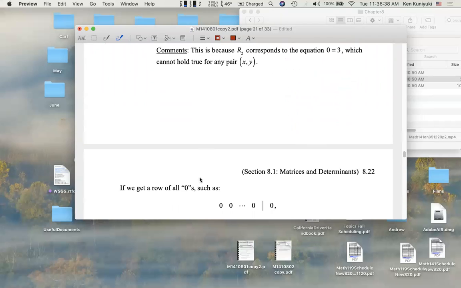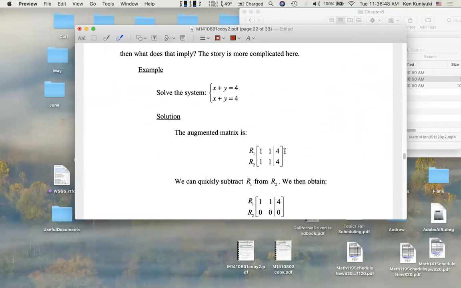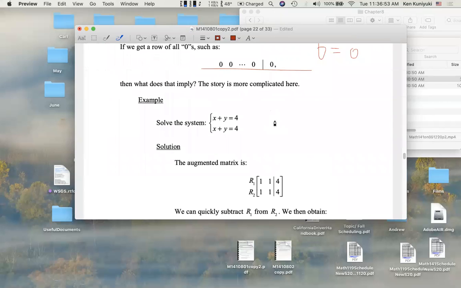All right. Now, if you get all zeros, well, that's like 0 equals 0, which of course is a true statement. It depends on what's happening elsewhere. In this case here, we have the same line, remember? And we have infinitely many solutions.